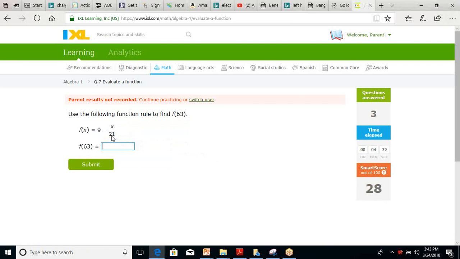And then again, this is the equation for a graph. f of x is y, which is equal to 9 minus x over 21. If the x value is 63, then you put your x value there, and this becomes 9 minus 63 over 21, which is 3. So it's 9 minus 3, which is 6.